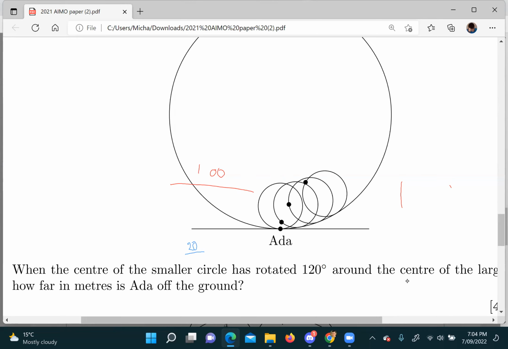what is the height of the black dot? Yeah, that's the question. So this is the center of the circle, and that's the center of the circle, when this angle here equals 120 degrees. When that's gone 120 degrees, how far is the black dot above the ground?